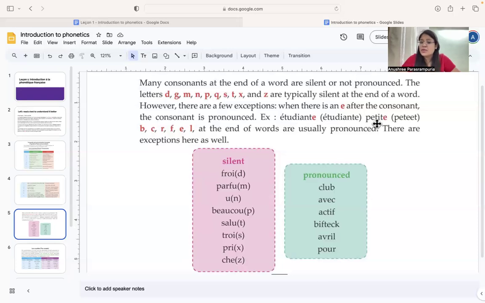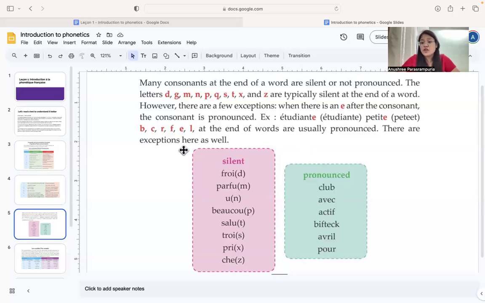Similarly, without the E, this would be petit, which is small. With the E, this is petite, with the T sound. So we have to be careful with the placement of the E towards the end or not.